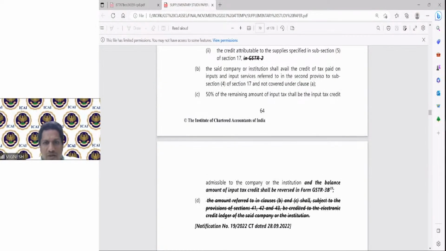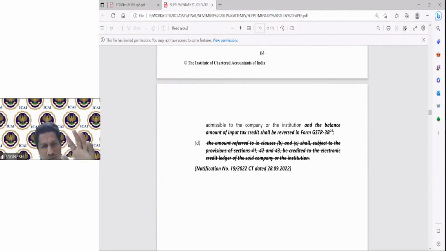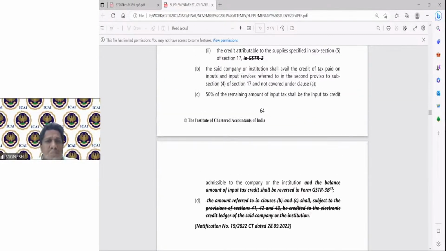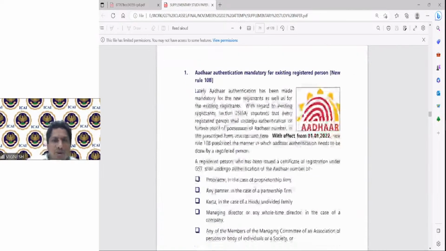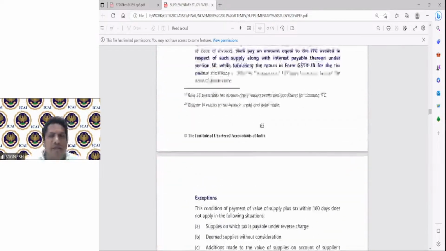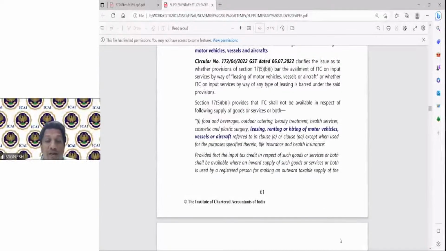Also the last column, the amount referred shall be credited to the electronic credit ledger, is no longer relevant because your GSTR 2B is anyway there. Whatever 2B credit is there, you claim 50% of the credit, since the total credit will be reflected in GSTR 2B, and the balance you reverse. That matter is over. So these were the various amendments which occurred in the input tax credit chapter.